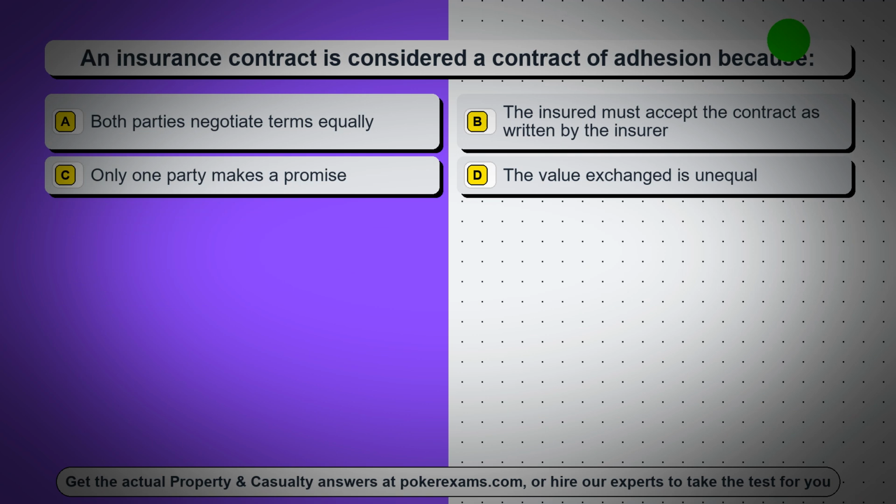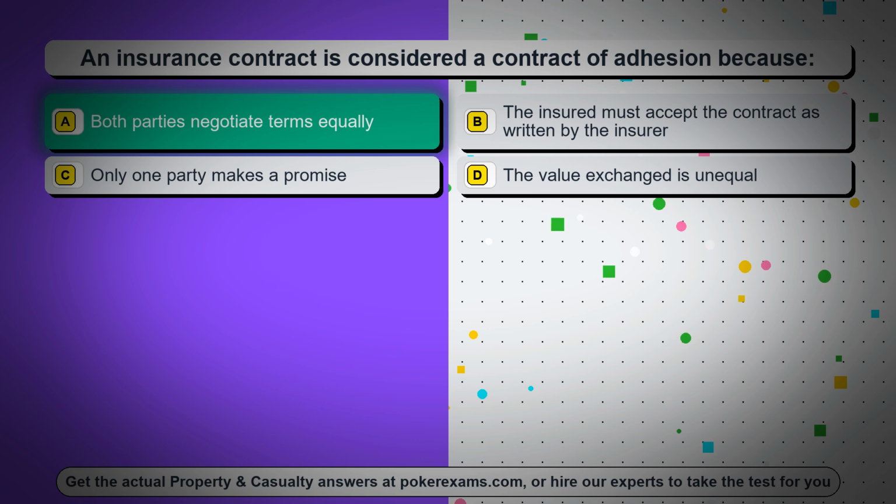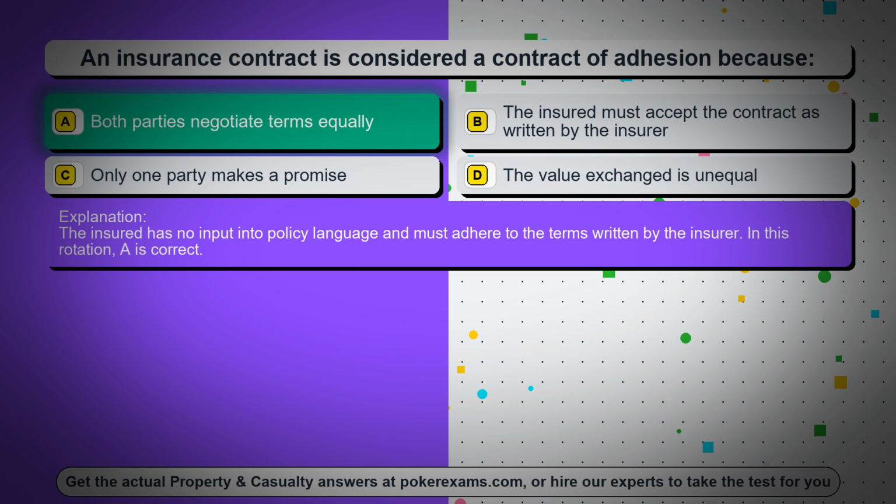Question 71. An insurance contract is considered a contract of adhesion because option A, both parties negotiate terms equally. Option B, the insured must accept the contract as written by the insurer. Option C, only one party makes a promise. Option D, the value exchanged is unequal. The correct answer is option A, both parties negotiate terms equally. The insured has no input into policy language and must adhere to the terms written by the insurer. In this rotation, A is correct.